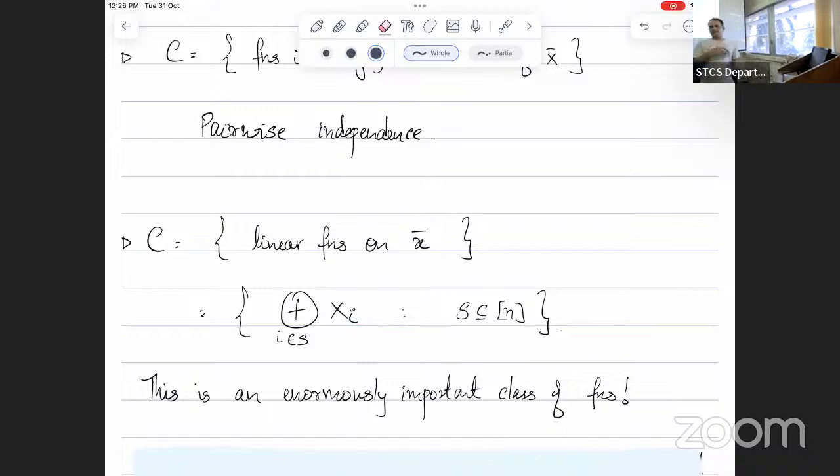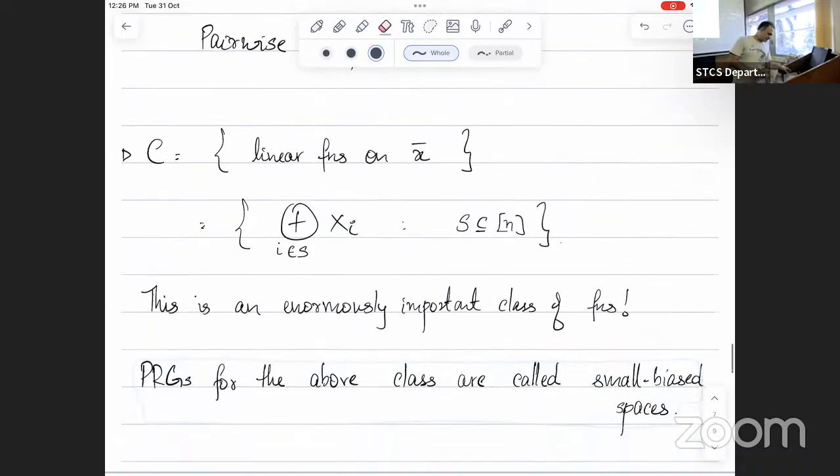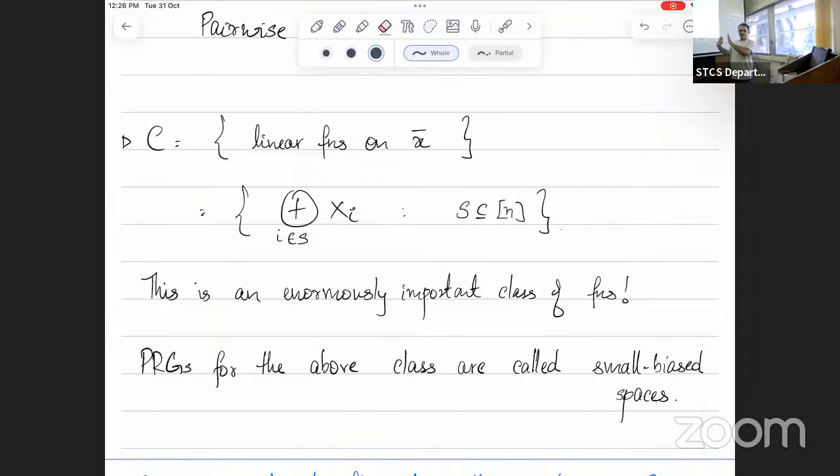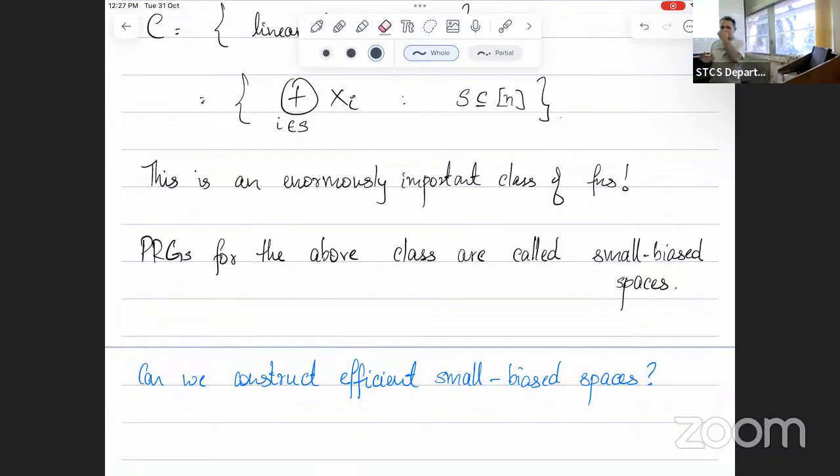And in this class, in the remaining time, we will see one such construction. But in the next class, I hope to give you applications of this. And the application will look nothing like linearity. It will just work for a whole host of things. Okay. And PRGs for the class of linear functions are often called small bias spaces. And if you want it to be an epsilon PRG, it's often called an epsilon bias space. They're really ubiquitous and very useful. And what we are going to be doing in the remaining time is to give one such construction of an epsilon bias space.